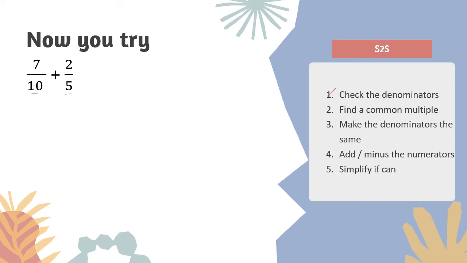Step 2, find a common multiple. Because the denominators are different, you need to find a common multiple. So we have 10 here. 1 times 10 is 10, 20, 30, 40. Let me just stop right there.